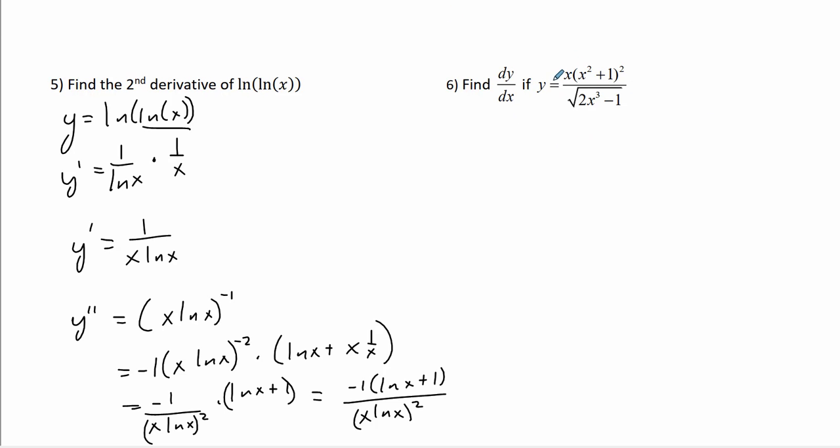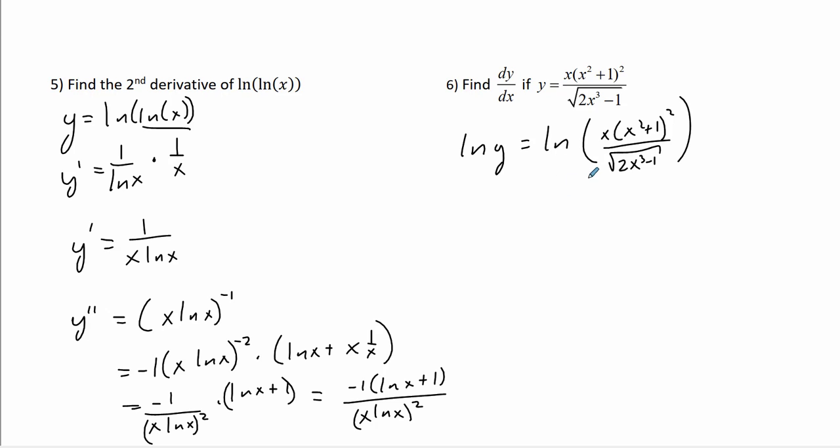Now you notice this one here, I want to find the y prime, and there's just a lot of stuff here. It's going to be a crazy product rule with chain rule, with quotient rule, with a whole bunch of different rules. There's one way we can use logs to do this. I can take the natural log of both sides. So let's take the natural log of both sides, equal to the natural log of all of this stuff: x times (x squared plus 1) squared over the square root of 2x to the 3 minus 1.